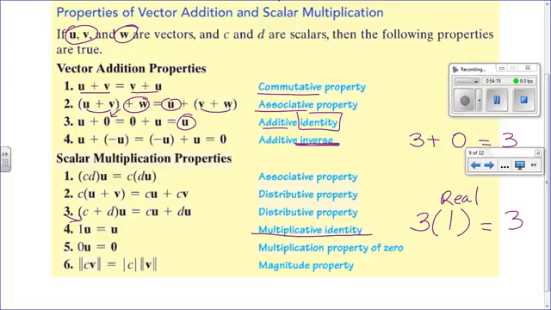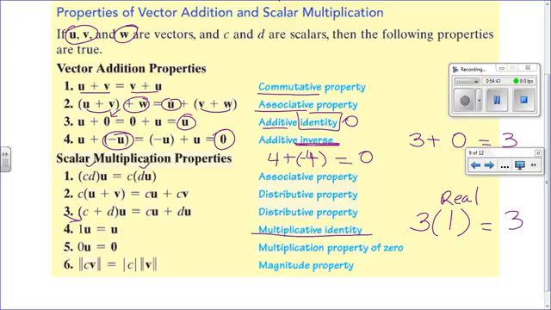If you have number 4, what do you need to add to number 4 to get the identity, which happens to be 0? -4. So same thing with vectors. If you have a vector and you want to get the 0 vector, then you add the opposite of that vector.